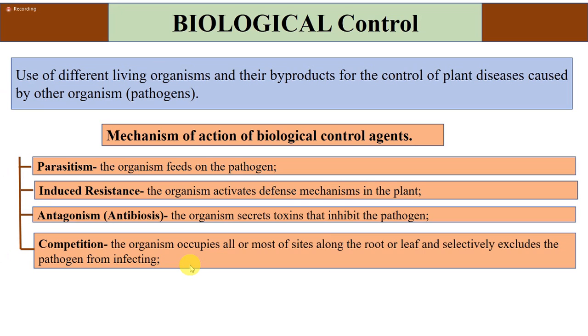What about competition? Because we are talking about biological control, we will move towards the biological control agent. Briefly, I just want to describe the mechanisms behind this. One is parasitism, the other is induced resistance, the third is antibiosis, and the fourth is competition. How will the competition between the two organisms prevail? So this is competition.